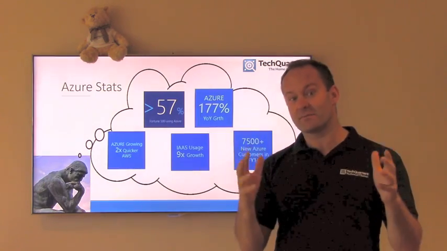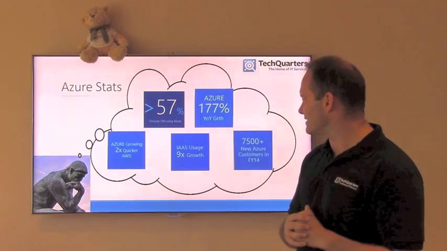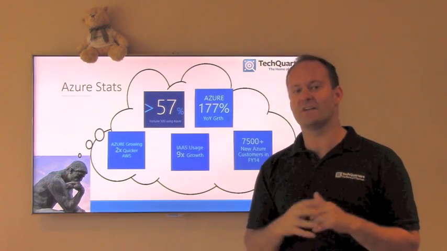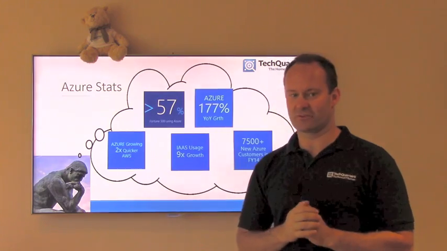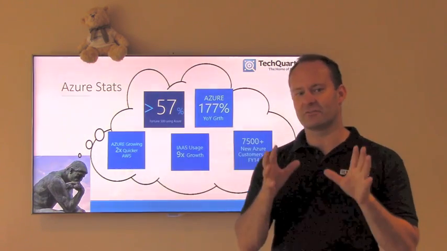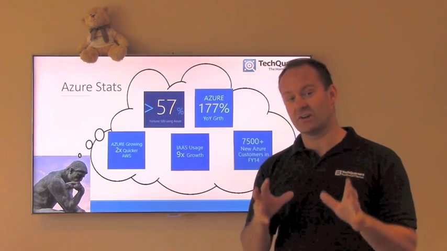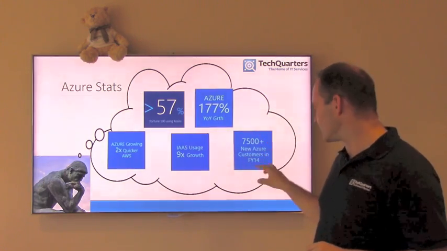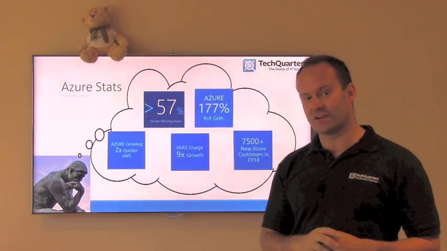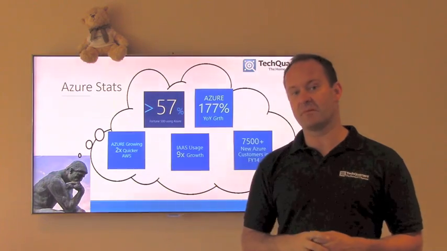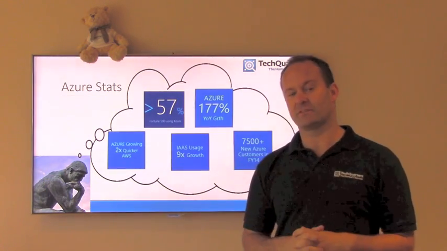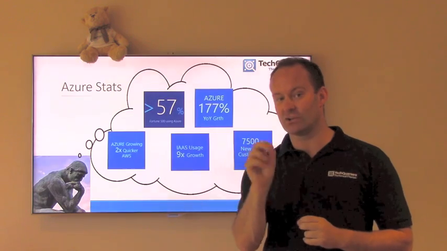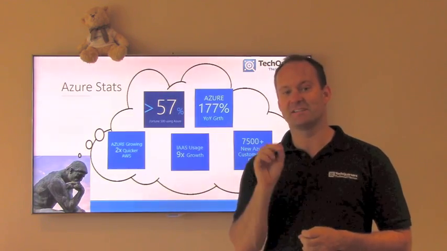Okay, so let's have a look at some of the Azure stats. Really interesting stuff here. You have 57% of the Fortune 500 companies all using Microsoft Azure. In the last year, they've put the Azure year-on-year growth at 177%. Just very quickly, 7,500 new Azure customers in the last year alone. I was talking to one of the very high-up marketing bots and the product spec bots in corporate Microsoft at WPC, and they told me they take on a new customer every 75 seconds.